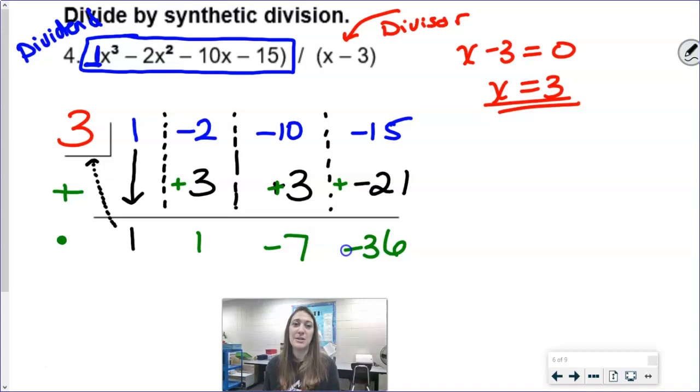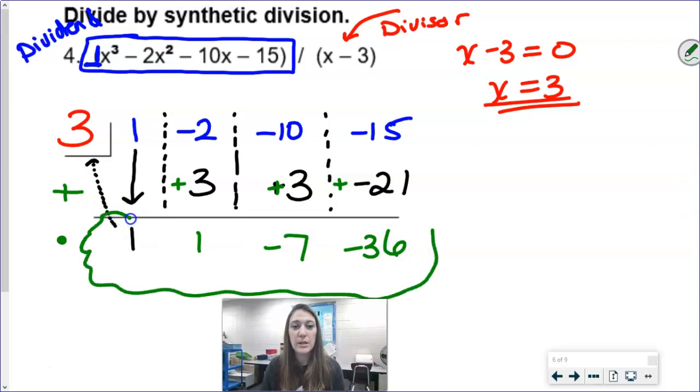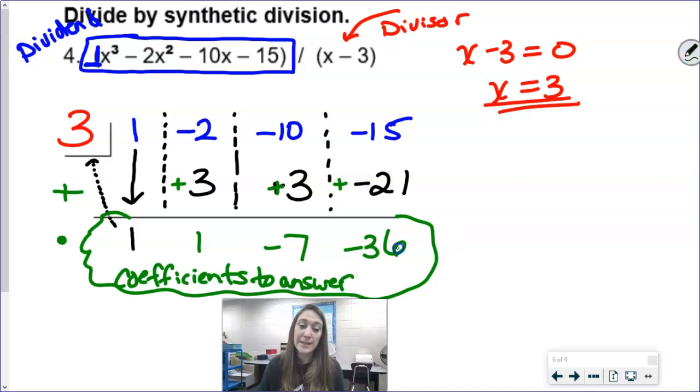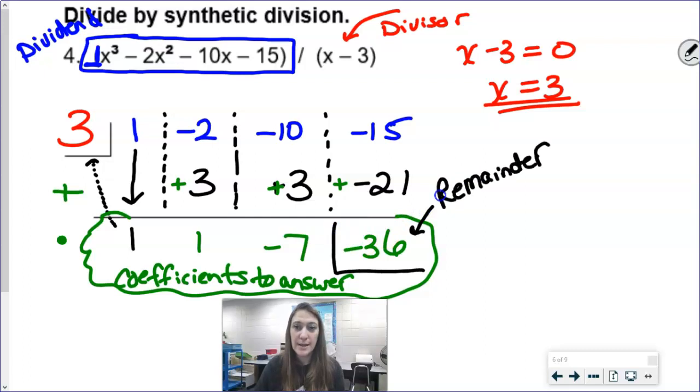Now what we have to do is interpret the solution, because you're actually staring at your solution here. What we have here, these are the coefficients to the answer. Except this last number right here, this is always the remainder. This guy right here is the remainder. So what the heck does that look like?